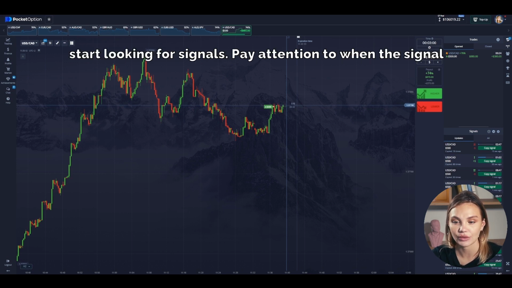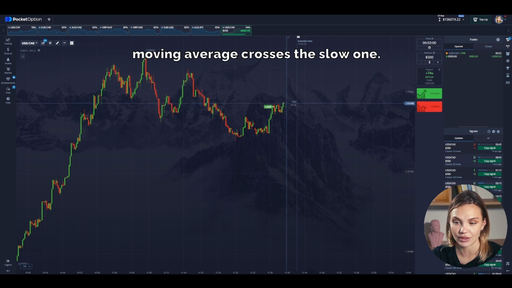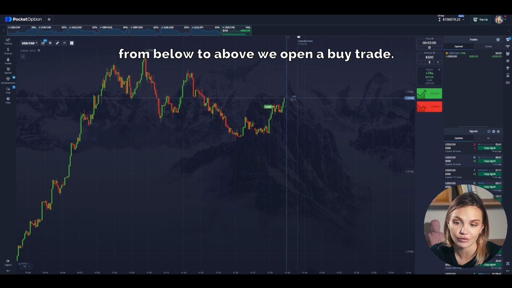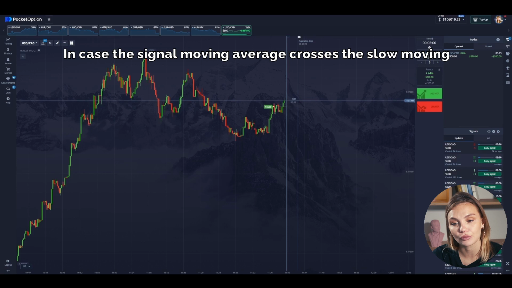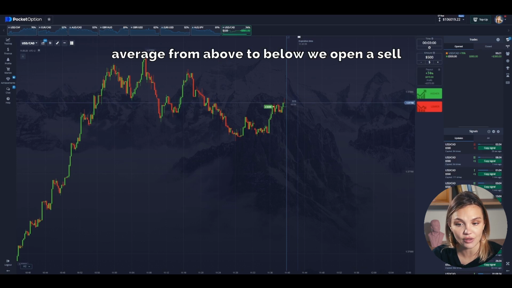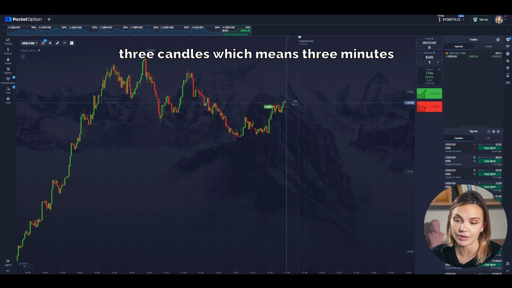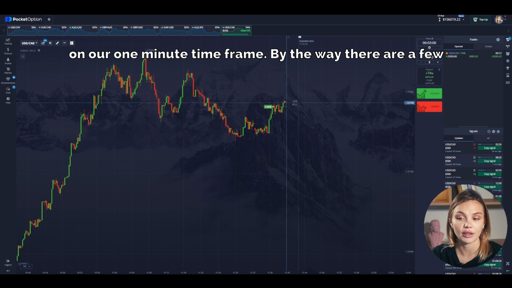Pay attention to when the signal moving average crosses the slow one. If the 5-period SMA crosses the 20-period SMA from below to above, we open a buy trade. In case the signal moving average crosses the slow moving average from above to below, we open a sell trade. The expiration period is typically the standard 3 candles, which means 3 minutes on our 1-minute time frame.